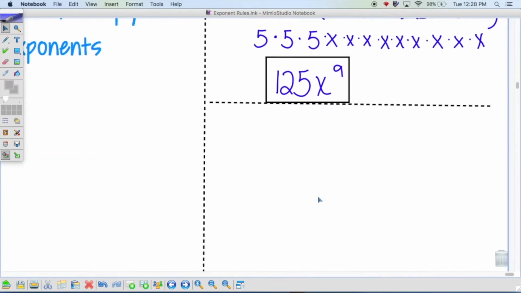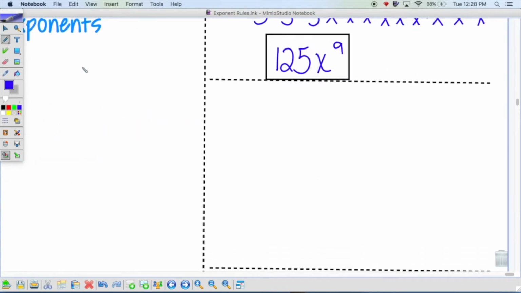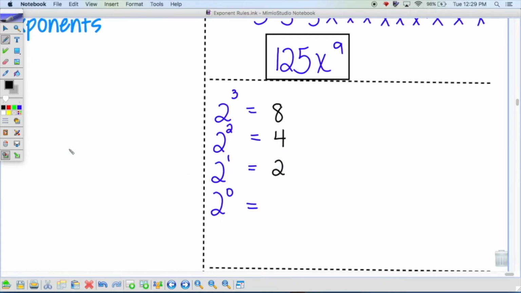What I'm going to do is I'm going to do a pattern here on this inside tab. Okay, and I'm going to do 2 to the 3rd power, 2 to the 2nd power, 2 to the 1st power, and 2 to the 0 power. So go ahead and copy this down, and we're going to see if we notice a pattern. Okay, so 2 to the 3rd power would be 2 times 2 times 2. Hopefully you know that that is 8. 2 to the 2nd power, hopefully you know that that is 4. 2 to the 1st power is 2.